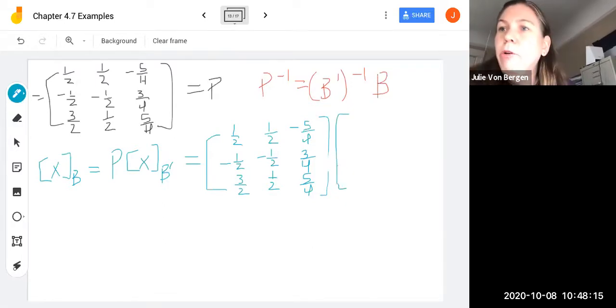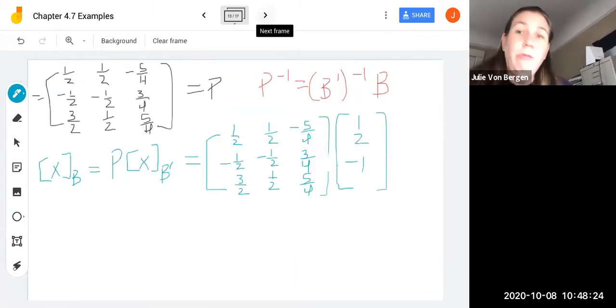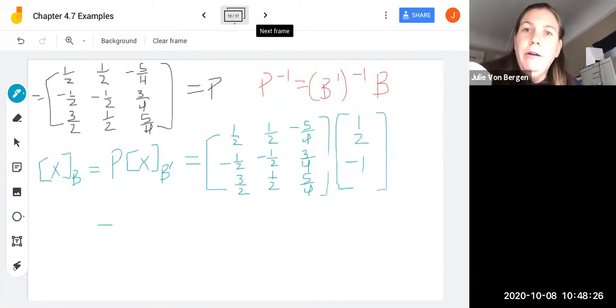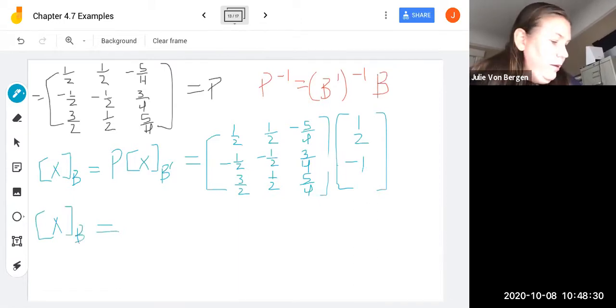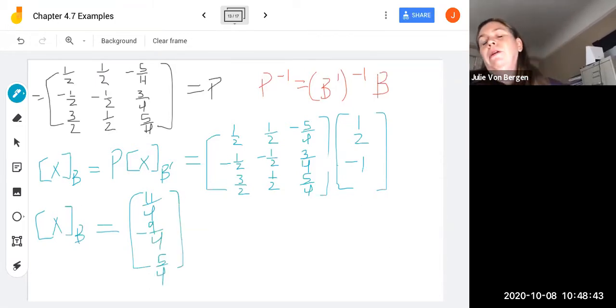1, 2, -1, where that's just coming from what was given to us right here in the original problem. And so when we multiply through, we get our x in the original basis is 11/4, -9/4, and 5/4. And so you can verify my multiplication using SymPy or any other matrix multiplication tool.